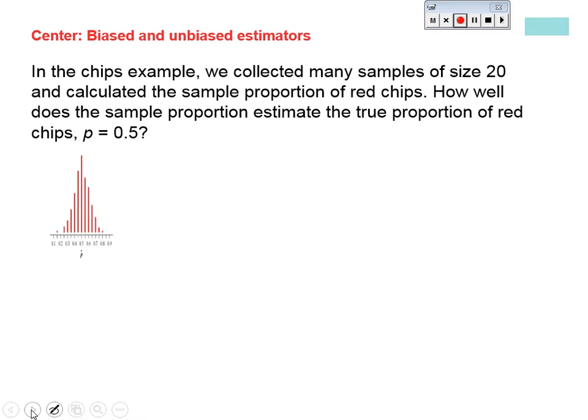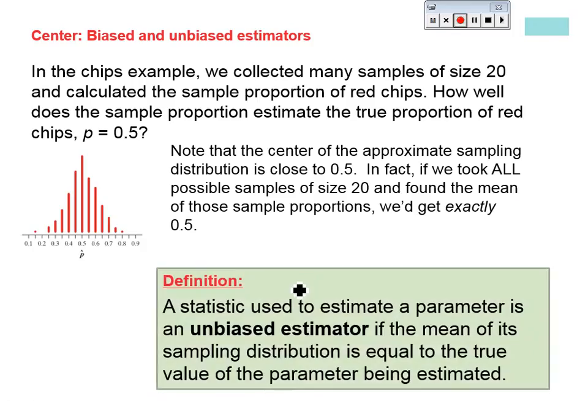So just revisiting the other example that we talked about, it says in the chips example we collected many samples of size 20 and calculated the sample proportion of red chips. And the question says, how well does the sample proportion estimate the true proportion of red chips? If you remember, this was a population where half the chips were red and half the chips were blue. Note that the center of the approximate sampling distribution is close to 0.5. And in fact, if we took all possible samples of size 20 and found the mean of those sample proportions, we would get exactly 0.5.